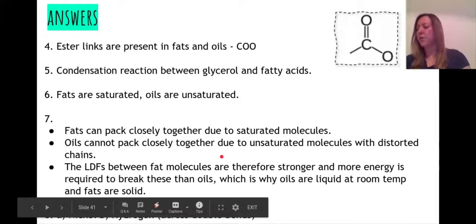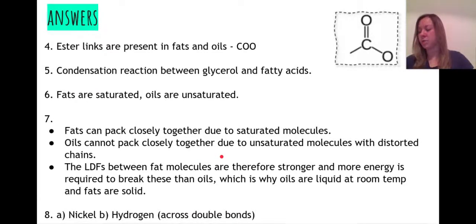Last one, olive oil can be hardened during an industrial process. A, name the catalyst. It's a nickel catalyst. And B, explain what is added to the oils to produce fats. Hydrogen is added across the double bond to produce the fats.